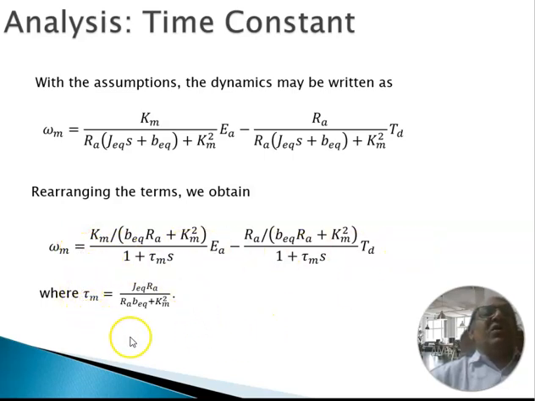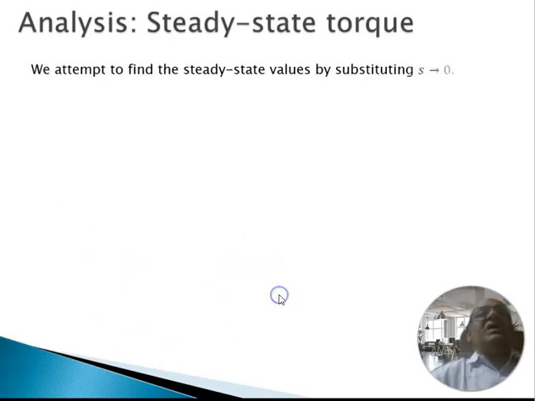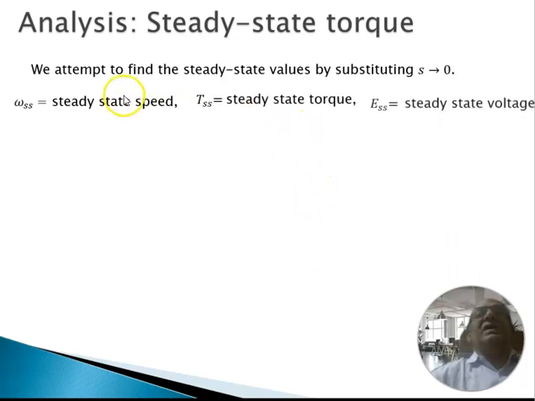So the first thing we obtained was that the expression for motor torque is given by J equivalent Ra divided by Ra B equivalent plus Km square. We try to further look at this equation and see what happens at steady state. We know from the Laplace transform initial value and final value theorems, when S tends to 0, it would mean steady state. We'll use that concept and say that we can get the steady state values by setting S tends to 0.